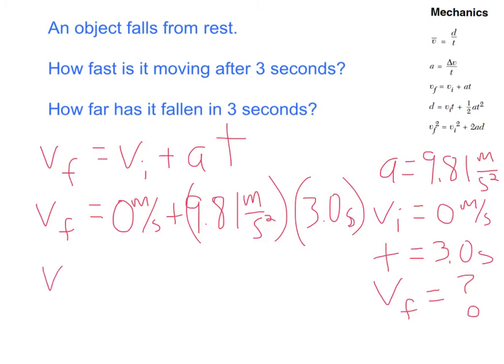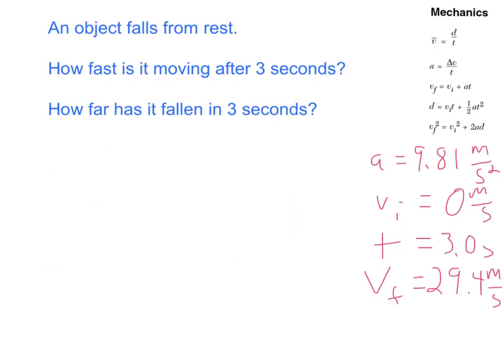Now if I multiply 9.81 meters per second squared times 3 seconds using my handy dandy trusty calculator, I get 29.43. Now this second cancels out one of those, so I'm left with 29.43 meters per second, and that's how fast it's moving after 3 seconds. So now let's do the final question. How far did it fall in 3 seconds?